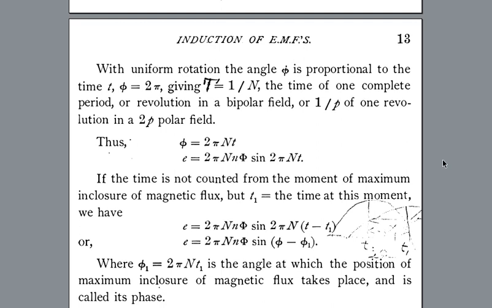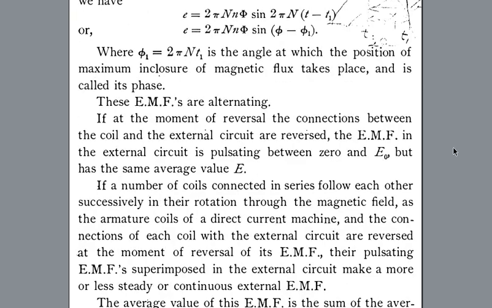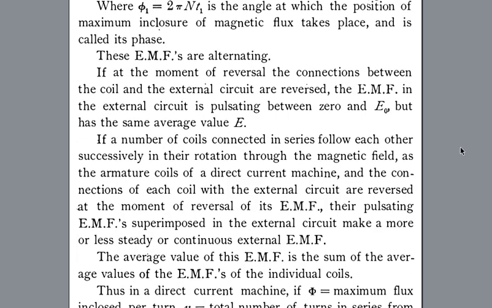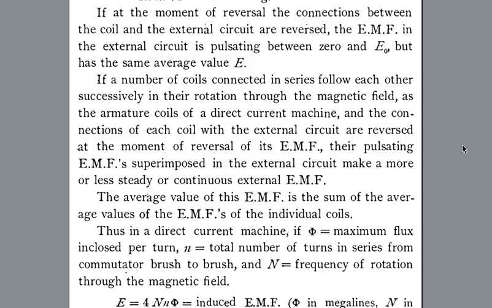If the time is not counted from the moment of maximum enclosure of magnetic flux, but t1 is the time at this moment, we have e = 2π nNΦ sin 2π n(t − t1), or e = 2π nNΦ sin(φ − φ1), where φ1 = 2π nt1 is the angle at which the position of maximum enclosure of magnetic flux takes place and is called its phase. These electromotive forces are alternating. If at the moment of reversal, the connections between the coil and the external circuit are reversed, the electromotive force in the external circuit is pulsating between 0 and E0, but has the same average value E.